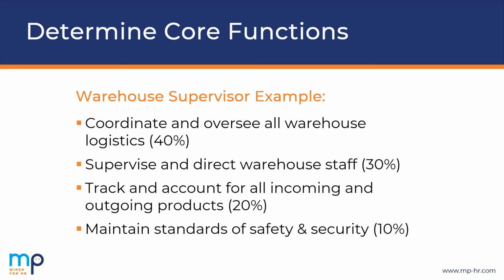Our example job description is for a warehouse supervisor. As you can see, we've lumped all the various tasks of a warehouse supervisor into 4 core functions and listed the percentage of each function in relation to that job. So this position will coordinate and oversee all warehouse logistics, 40%, supervise and direct warehouse staff, 30%, track and account for all incoming and outgoing products, 20%, and maintain standards of safety and security, 10% of the time. So we're grouping these with the higher percentages first.